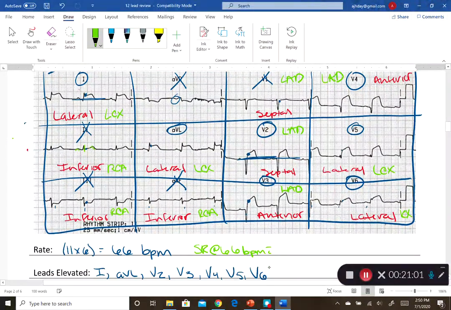And for this one, it's an anterior lateral, so we can put that together. Those two walls often go together. Now you can just write out anterior and lateral STEMI. That's fine too. Or you can write anterior lateral.